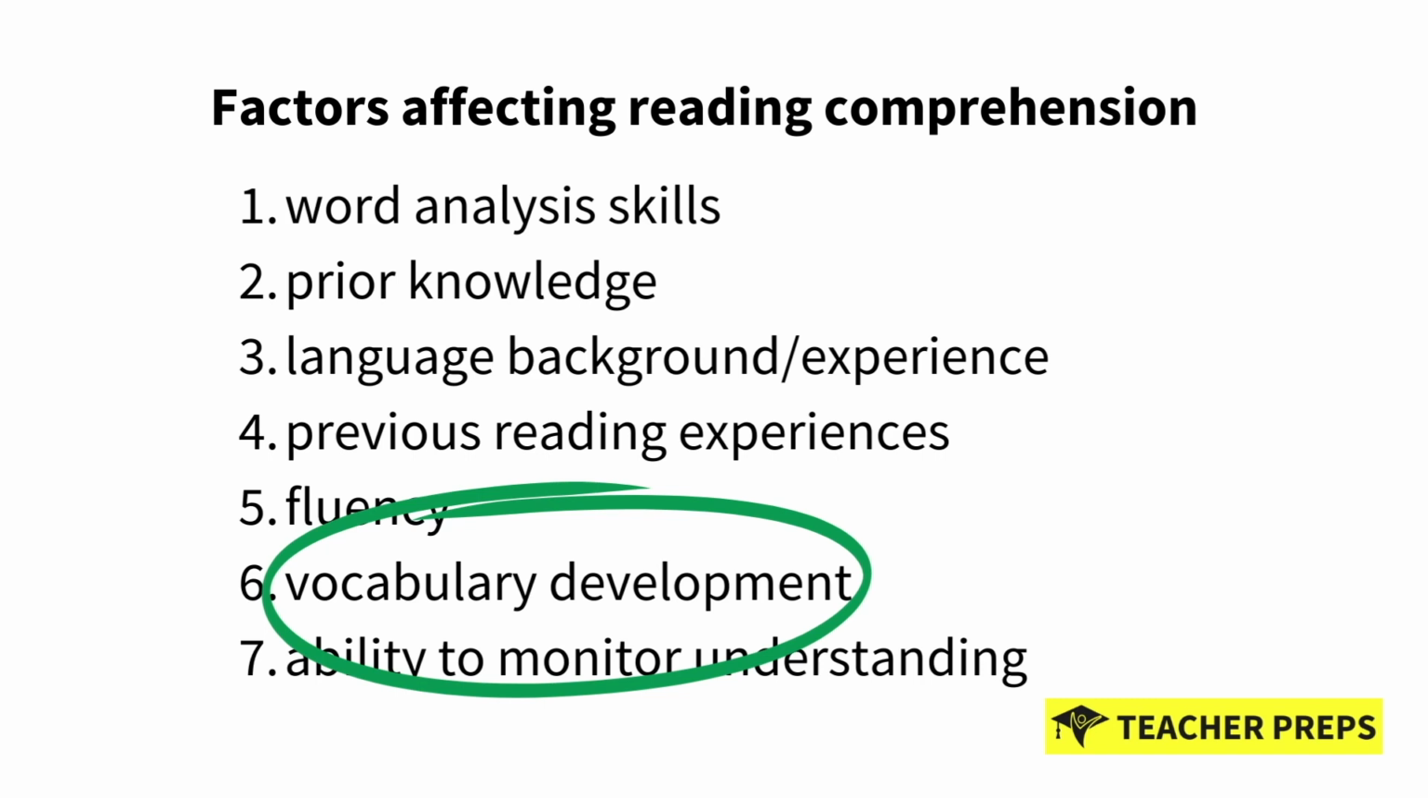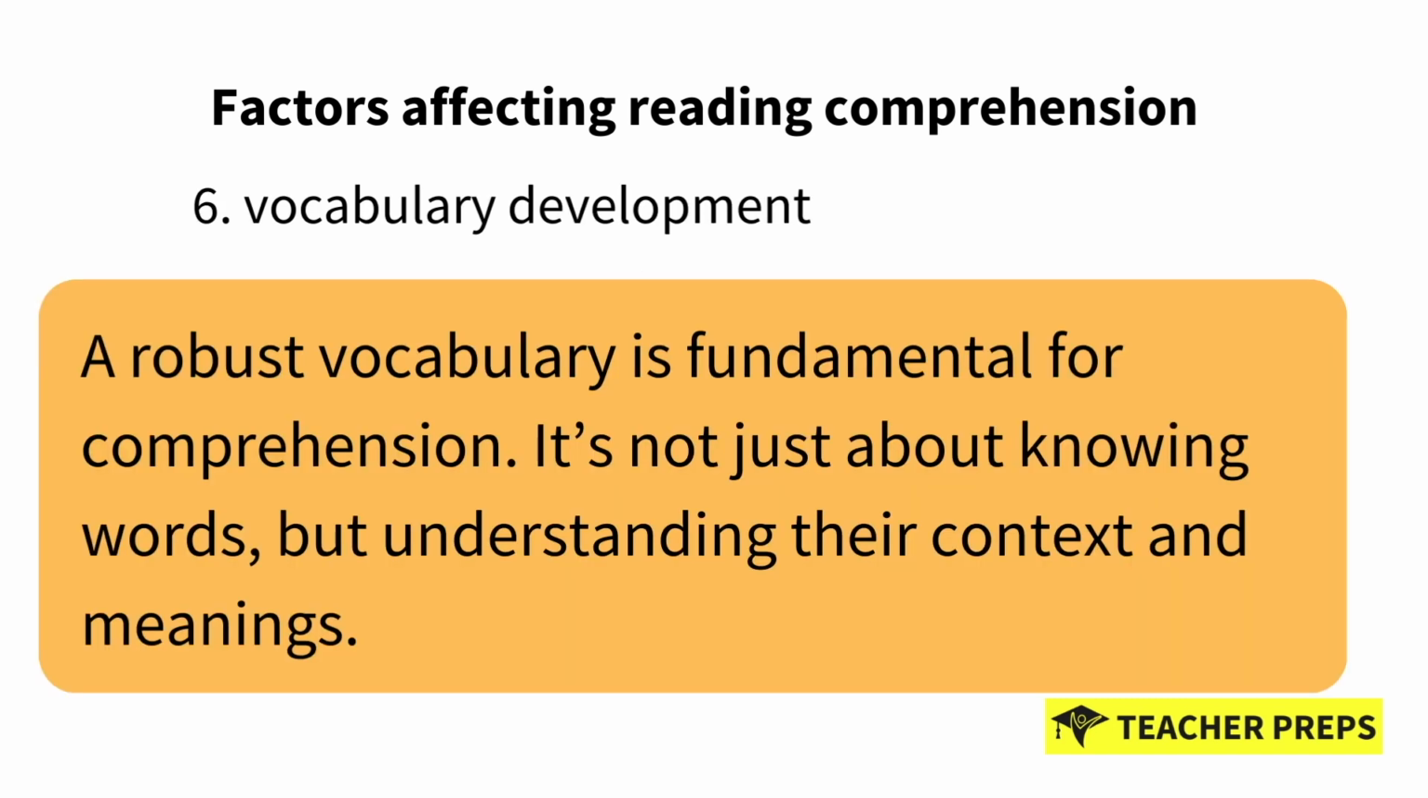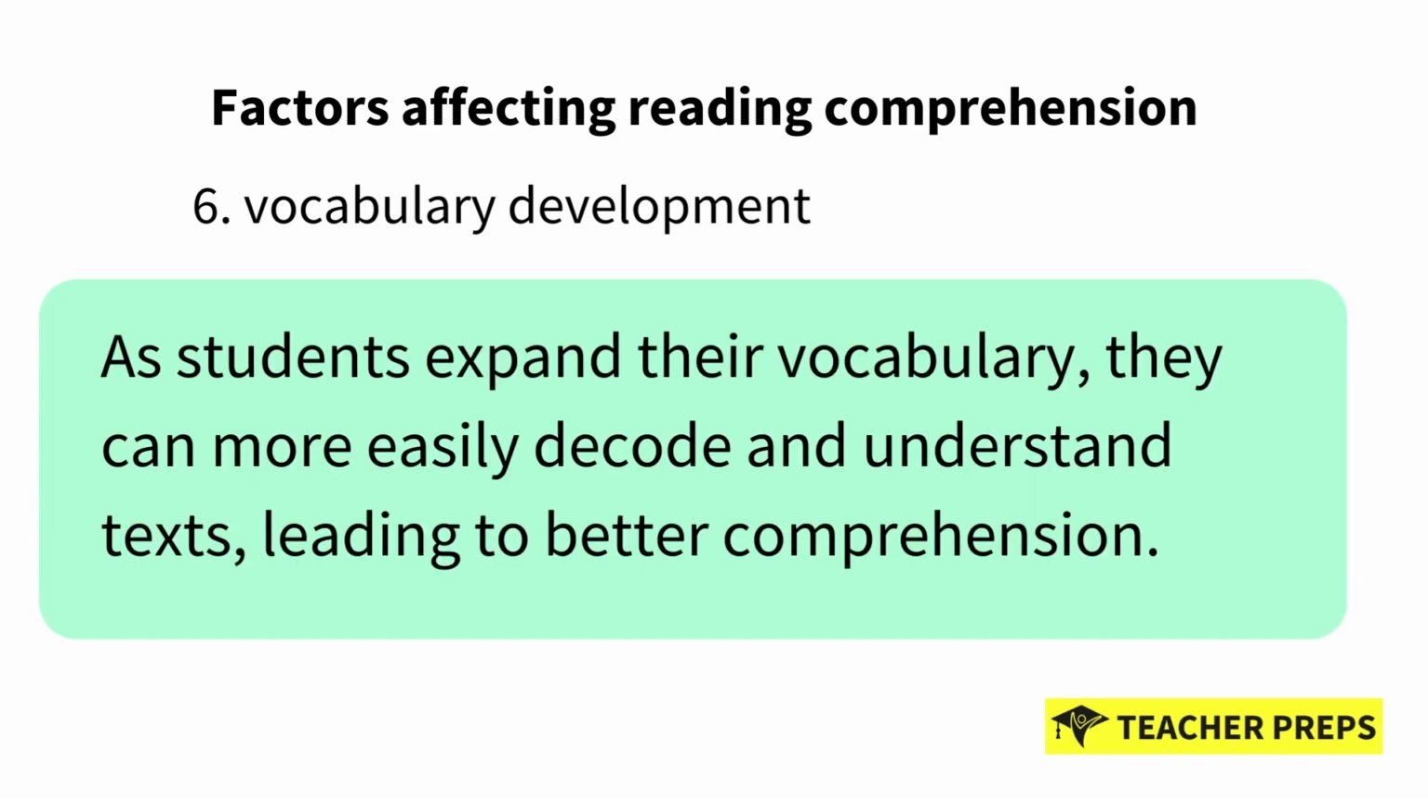Number 6 on the list is vocabulary, which also has a major impact on a student's ability to comprehend that which they're reading. A robust vocabulary is fundamental for comprehension. It's not just about knowing words, but about understanding their context and meaning. For your exam, you'll want to know that vocabulary development influences reading comprehension for students in grades 4 through 6 because as students expand their vocabulary, they can more easily decode and understand texts, leading to better comprehension.